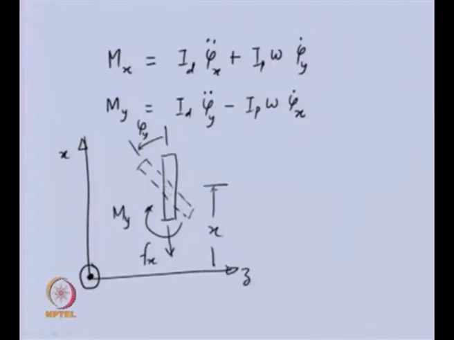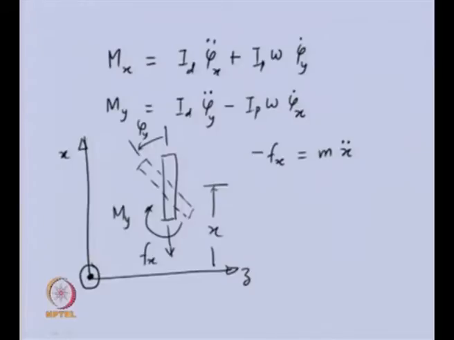So now we can write the force balance. First, let us say in the x direction. So this is the summation of all the external forces in the x direction, which should be equal to mass times the acceleration of the disc in that direction.